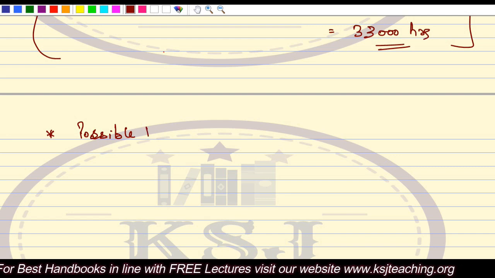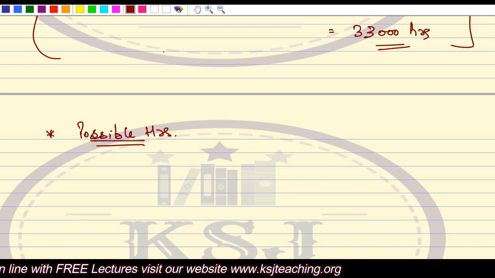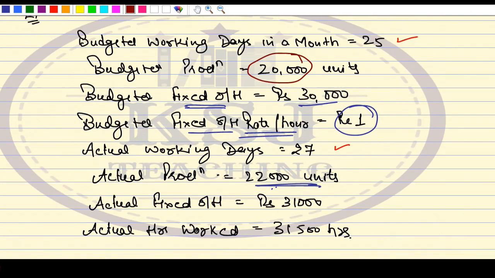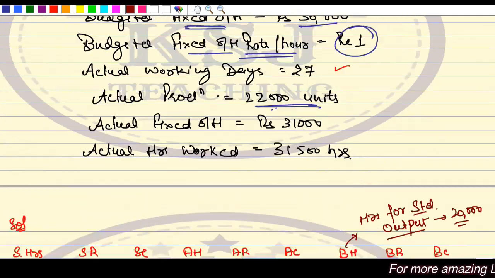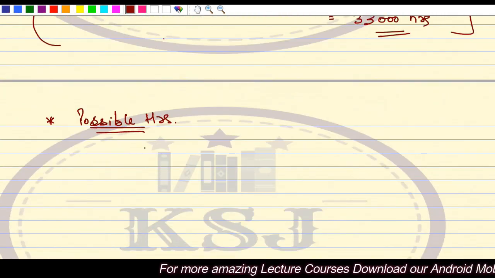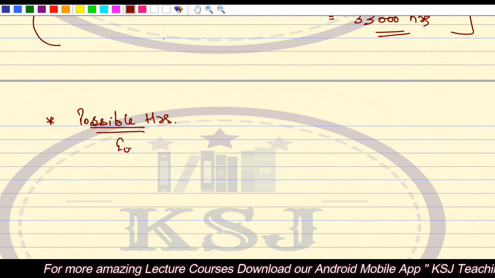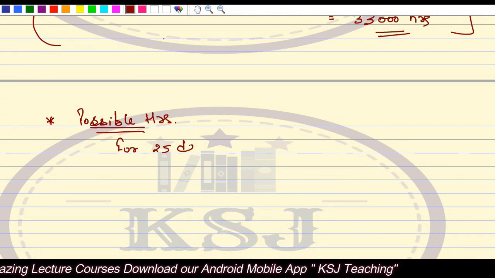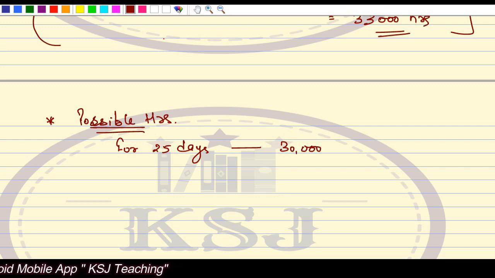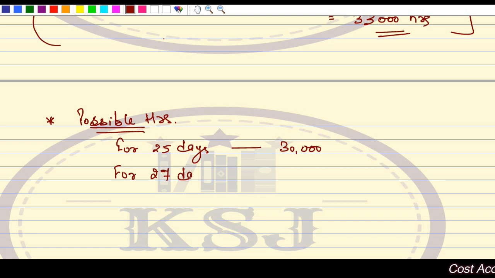Possible hours. What will be the possible hours? These standard budgeted hours of 30,000 are for how many days? For 25 days. We need to calculate for 27 days. So the possible hours says that for 25 days, my budgeted hours are 30,000. So what will be the budgeted hours for actual, that is 27 days?